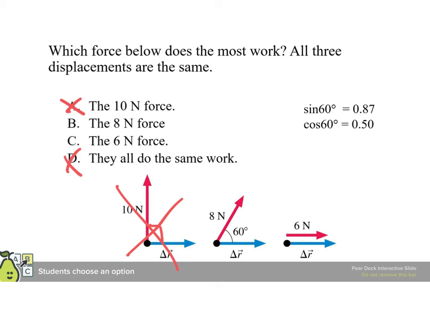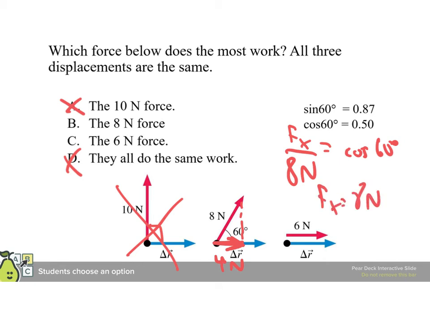In B and C, they both do positive work, right? They're both pointing more along than against R. But if we look at that, the part of F that matters in this case is this part, and that's only 4 newtons long, because it's going to be 8 newtons times the cosine of the 60 degrees. So Fx is going to be 8 newtons times cosine of 60, which is a half, or 4 newtons. And so the effective force is much less, so it must be the 6 Newton force that does the greatest work.